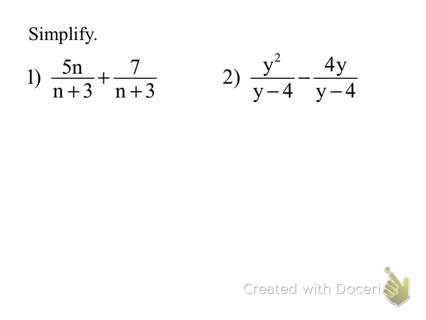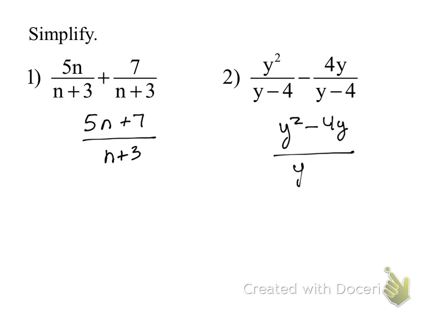So, on the first one, we're going to get 5n plus 7 all over n plus 3. Is there anything to reduce? No. On the next one, we're going to get y squared minus 4y all over y minus 4. I have a bunch of people trying to make this a difference of squares. Is it? No, because the y is not squared. If the y were squared, it would be a difference of squares. Because y is a perfect square, 4 is a perfect square, but this last y is not.